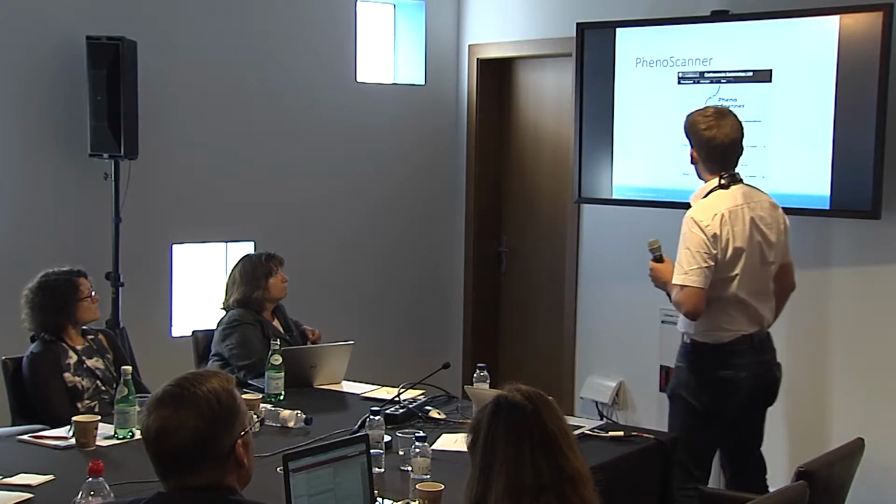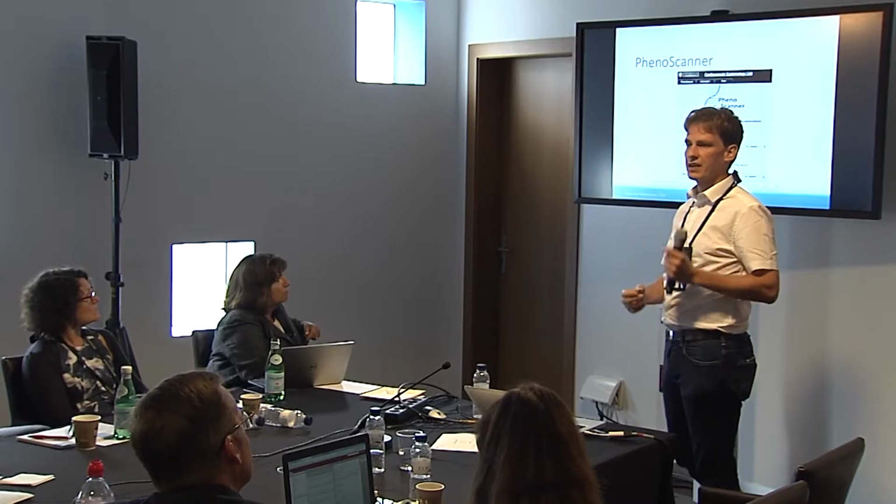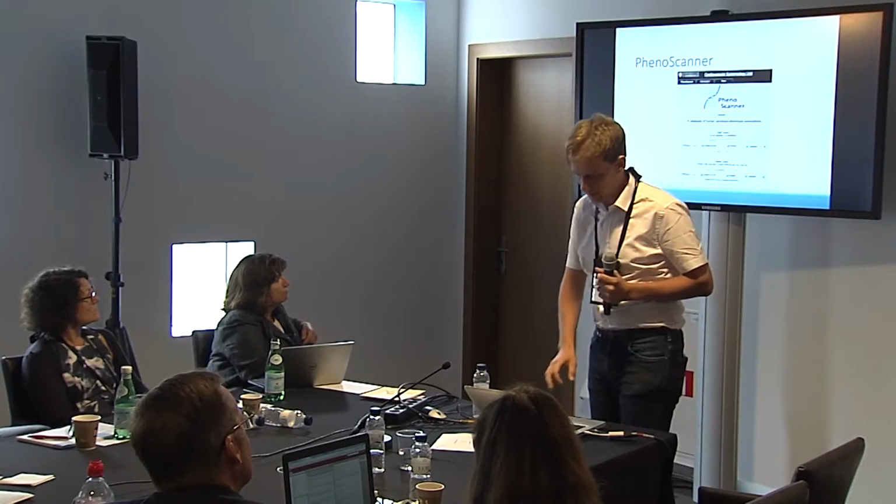Now, this is how it looks. You surf to the website, you enter your SNP, you tell it what kind of catalog or data set you want to do the lookup for, and there's a number of settings, such as how strong I want the p-values to be. You can select what kind of proxies you want. You press the button and the data comes out. Or you can do it in batch, so basically uploading a small file with your set of variants, and then you can get the data as you like it.